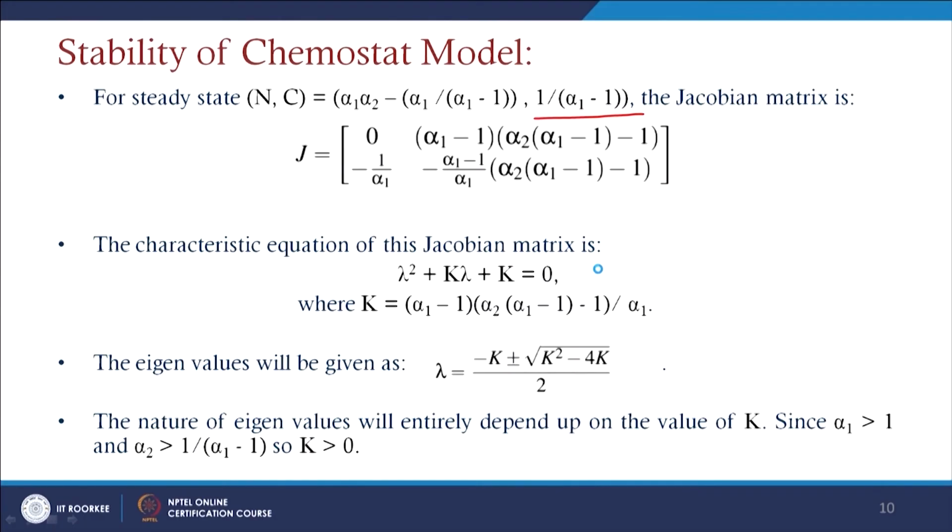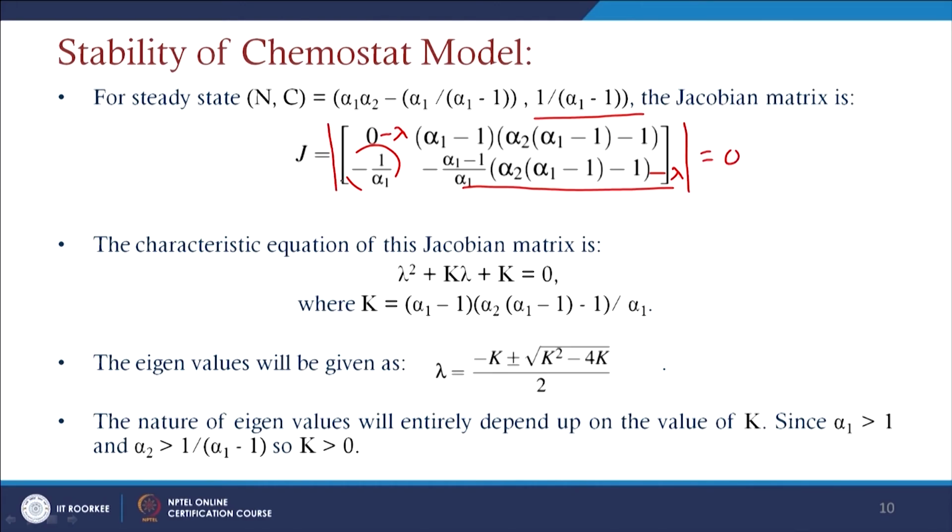Then we will have 0 at the first entry, and alpha 1 minus 1 into alpha 2 into alpha 1 minus 1 minus 1, and this factor will be minus 1 by alpha 1, and this will be minus alpha 1 minus 1 by alpha 1 and alpha 2 into alpha 1 minus 1 here. And if we want to find the eigenvalue of this Jacobian matrix, we have to subtract lambda from this matrix, and the determinant should equal 0.